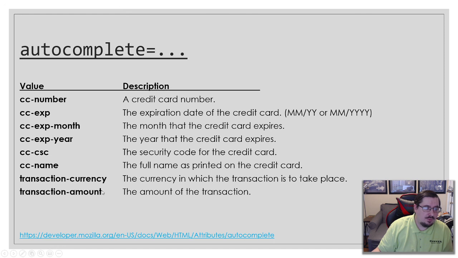Also, when you're working with payment, sometimes you may need these other ones. These are a little bit more rare. But, for instance, we have transaction currency. That would be what currency the transaction is taking place in, such as US dollars or euros and the like. Transaction amount would be how much money is being transferred in that transaction in the currency that you specified.